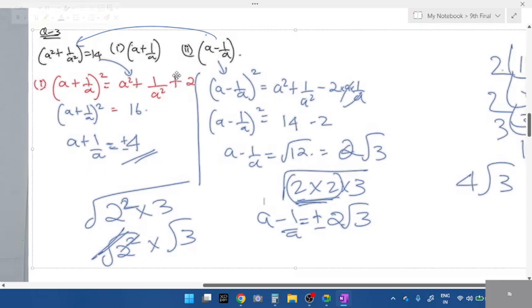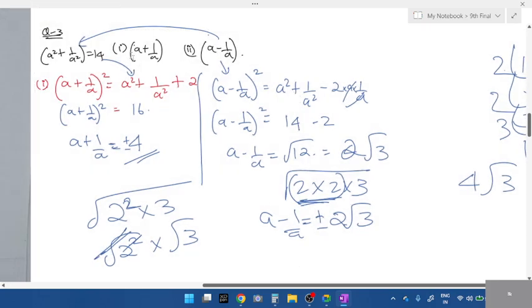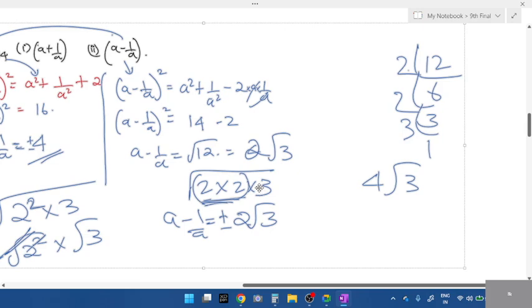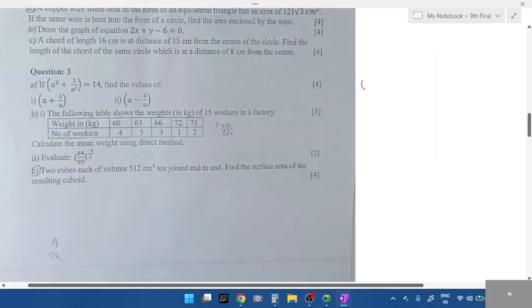Clear? Fine. Now one more thing, students. Minus is done. Plus a plus b the whole square. Okay, this is how you have to solve. We have solved tough question. This was an easy question, right? Okay, this was the next one. Find using which method? Direct method.